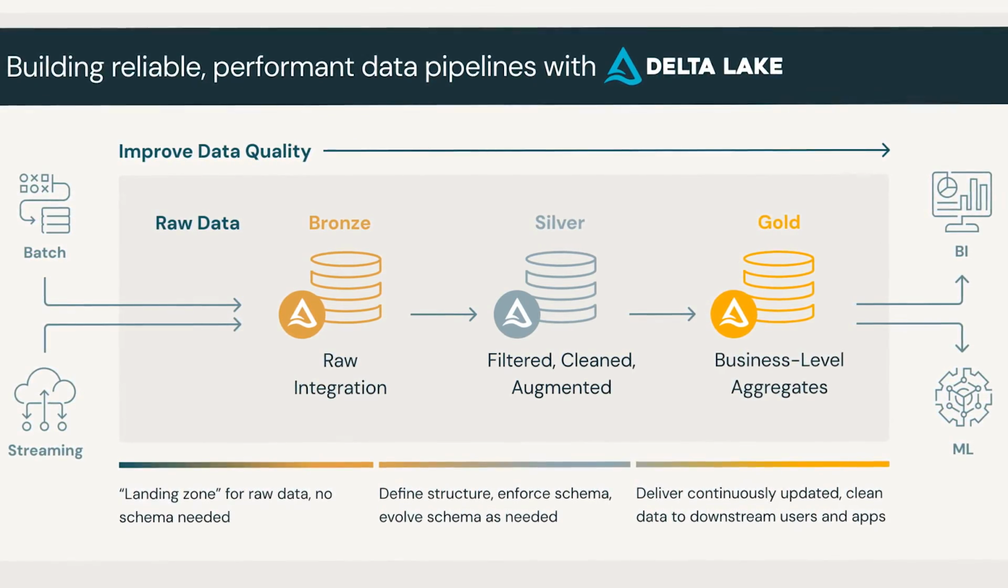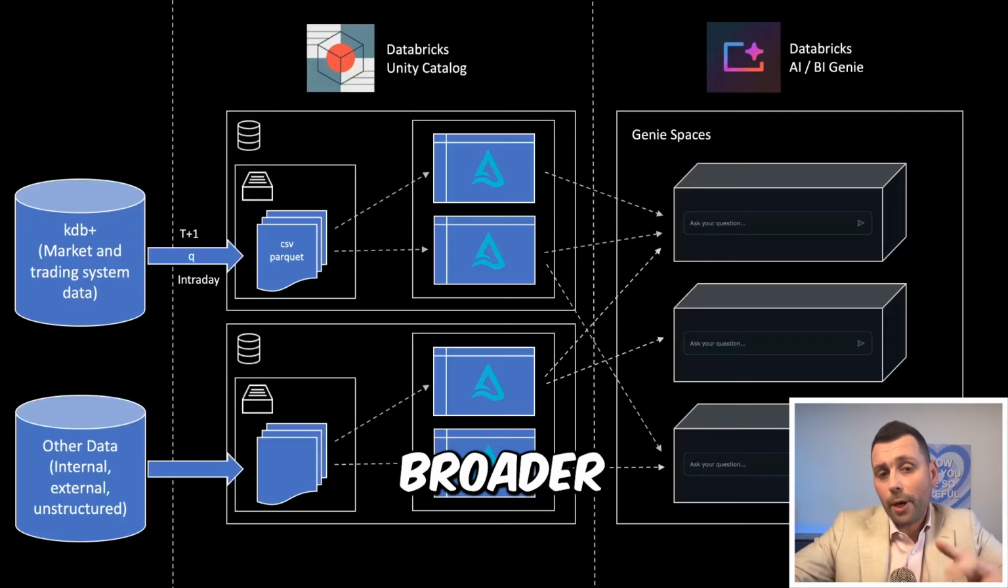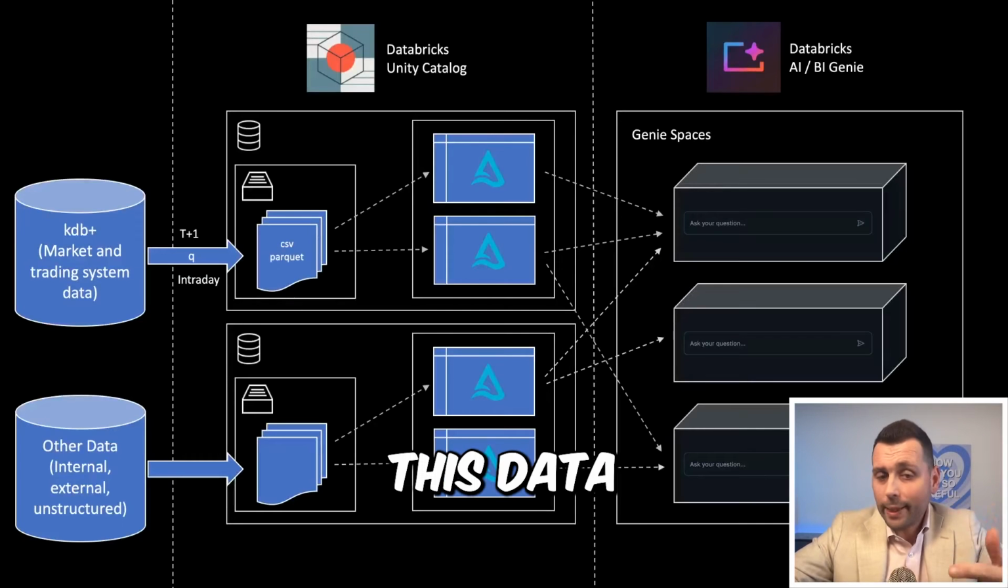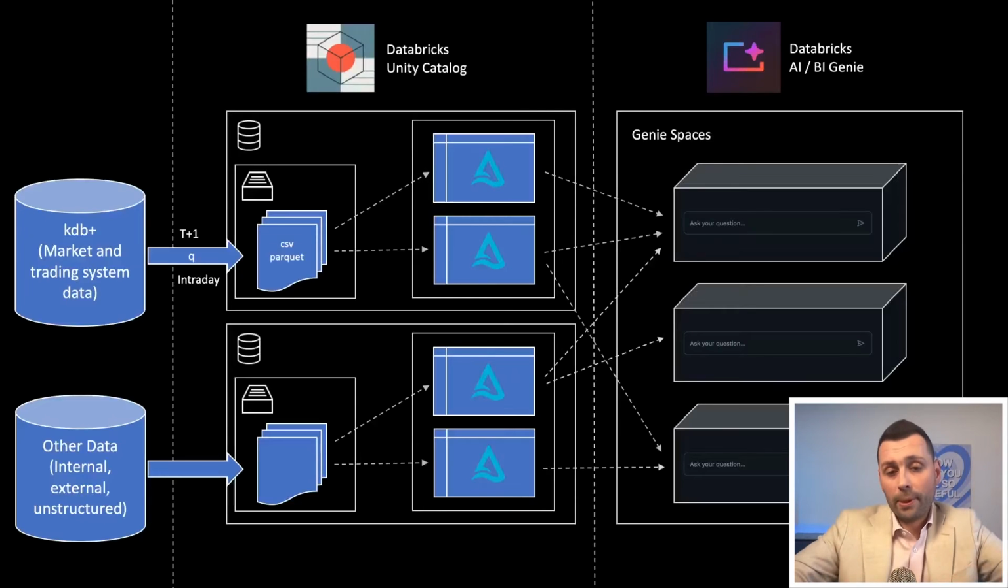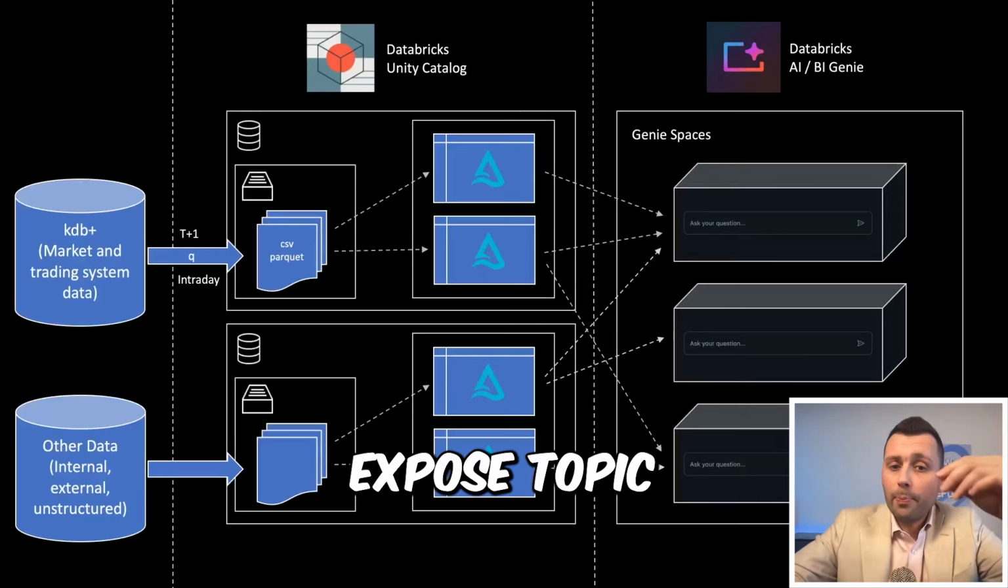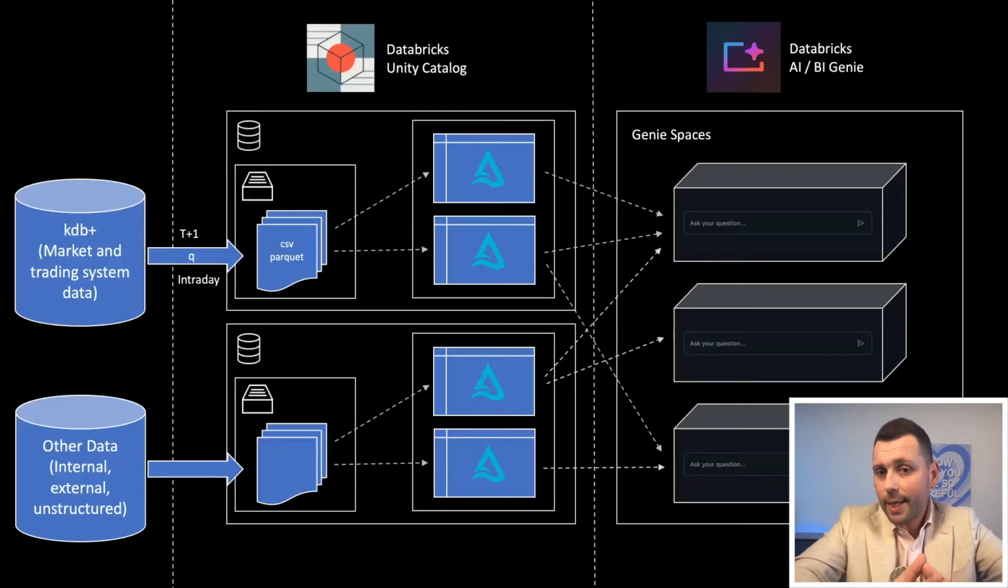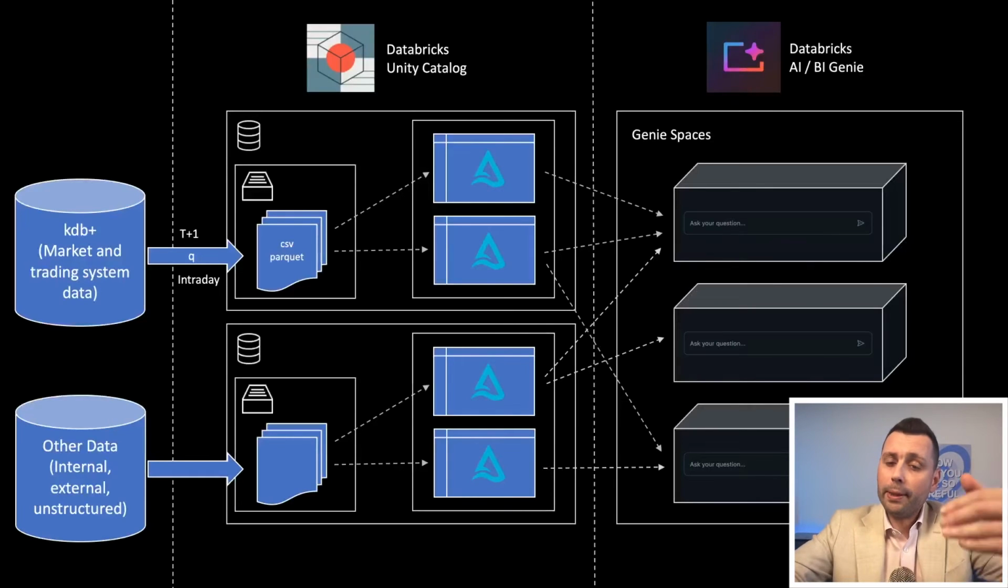There are many reasons why this is useful, but two of them are broader analytics, or combining this data with other unstructured sources like news or company filings. This data is then governed by Unity Catalog, and we can expose topic-related tables to Genie when we build out a Genie space.